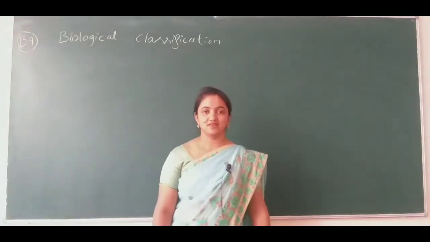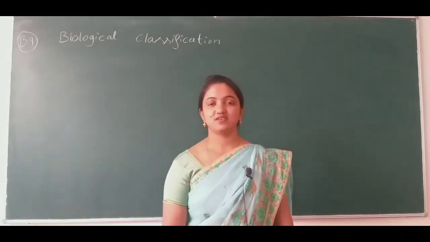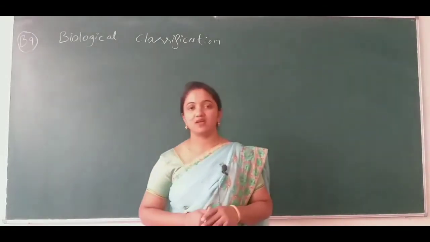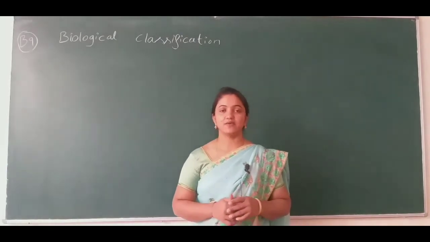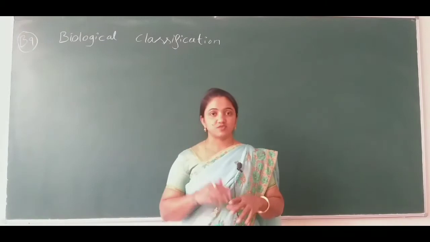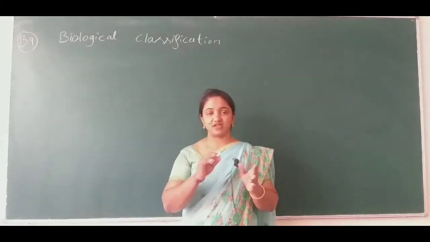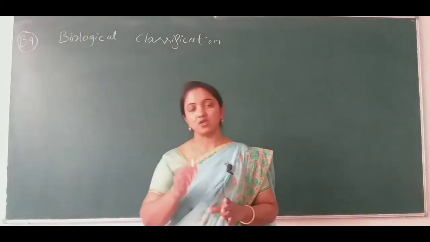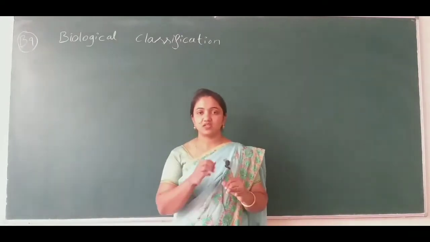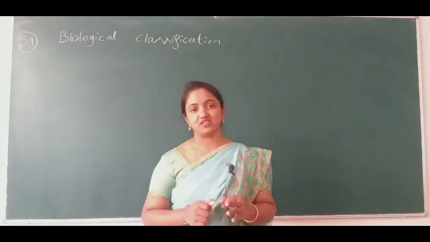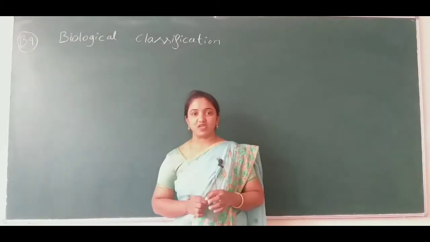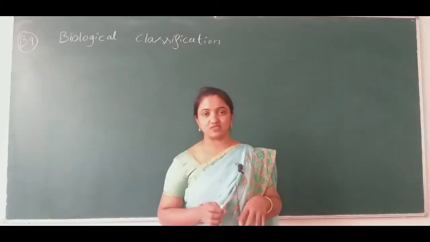Hello everyone. In the last session we discussed the 5 kingdom system proposed by R.H. Whittaker in 1969, and he gave a better combination of characters, based on which he proposed the 5 kingdom classification. The 5 kingdoms are: first, kingdom Monera; next, kingdom Protista; the third, kingdom Fungi; the fourth, kingdom Plantae; and the fifth, kingdom Animalia. Like this he proposed the 5 kingdom system.